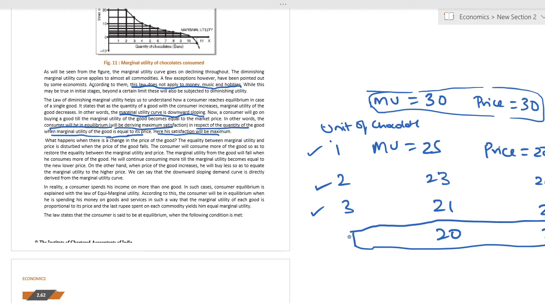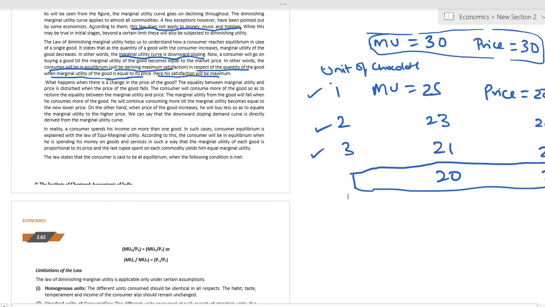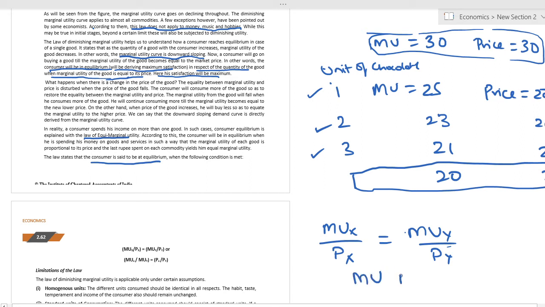So guys, till now we have seen only one good. What if there are two goods? So there's something called the law of equimarginal utility. It says that a consumer is said to be in equilibrium when marginal utility of one good by price of that good equals marginal utility of another good by price of the other good. So it is nothing but MU per unit of rupee.